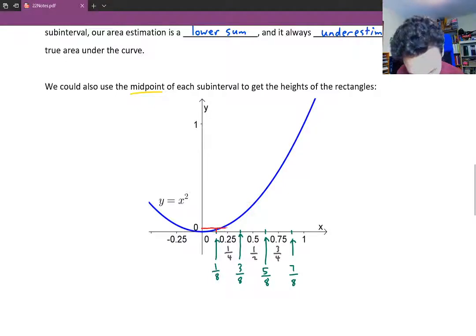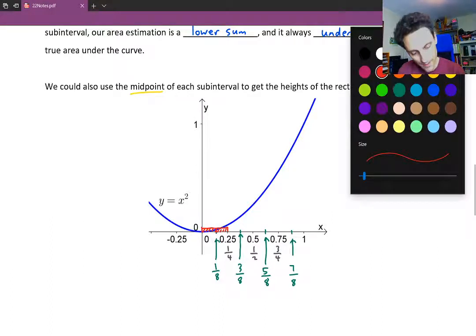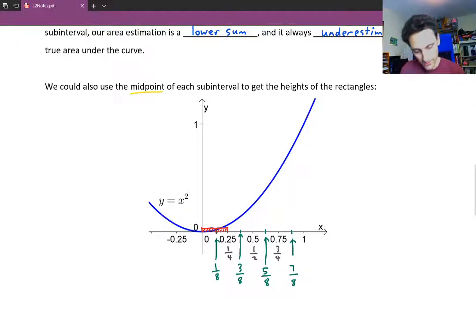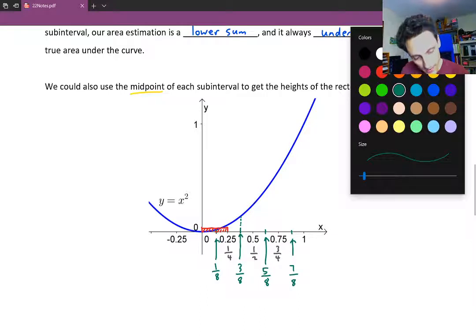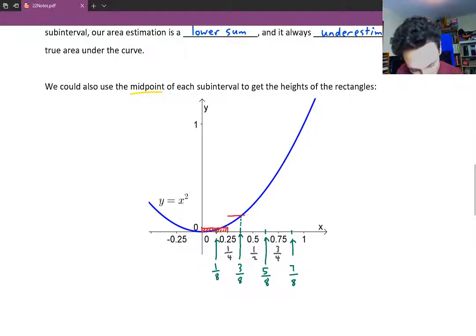Plug that into our function. And that'll give you the height of that first rectangle. Use green actually there for that one. Okay. Now we're going to plug in the next midpoint into our function to give you the height of that second rectangle. So see how we're plugging in the midpoint to get the height of that second rectangle. These really just go across.